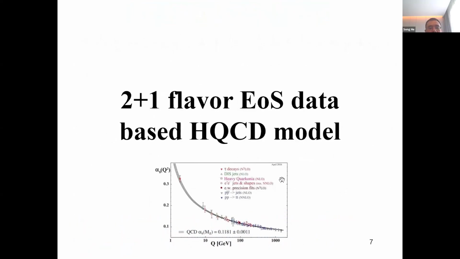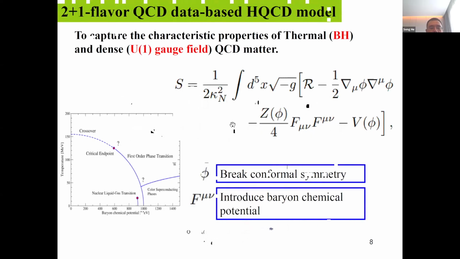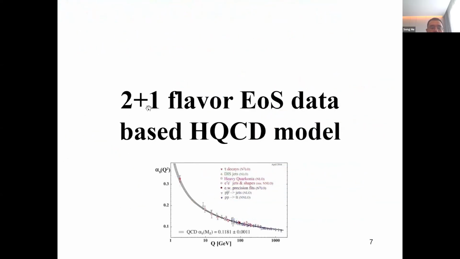As we know, for the QCD gauge coupling with respect to the energy scale, you can see that the higher-energy region corresponds to asymptotic freedom, and the low-energy region corresponds to the highly non-perturbative region. So in this talk we typically focus on the 2+1 flavor QCD data. This data is offered by the latest lattice and also experimental data. We try to combine this data to build a quantitative holographic QCD model.